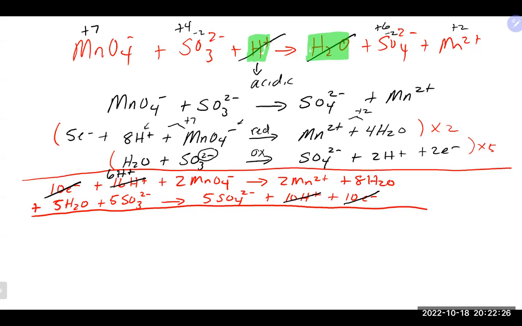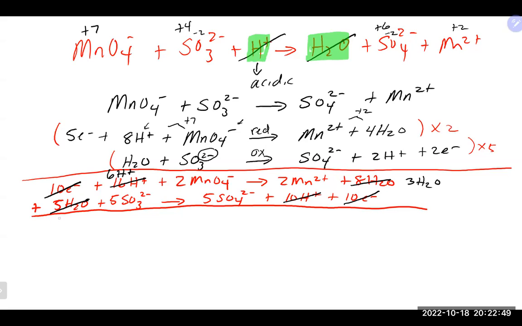We also have waters on opposite sides, right? On the left-hand side, we have 5 waters. Right-hand side, we have 8 waters, which means all 5 of those will get rid of 5 of those and leave us with 3 waters left over. And I think that's all the canceling we got going on. So at this point, we're going to keep everybody on the left and keep everybody on the right.